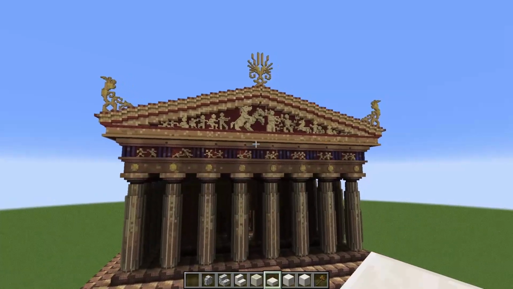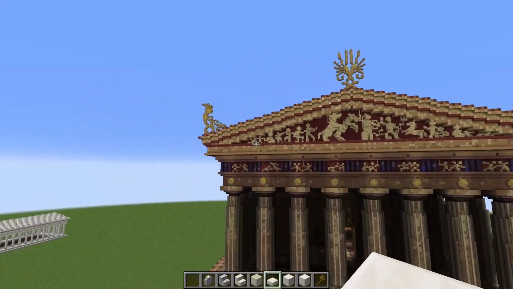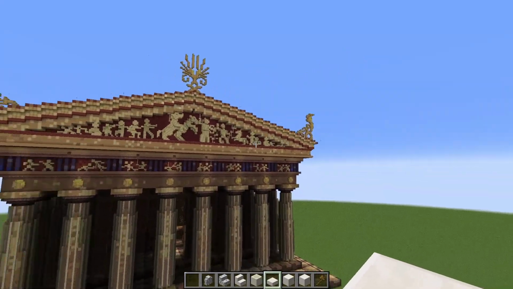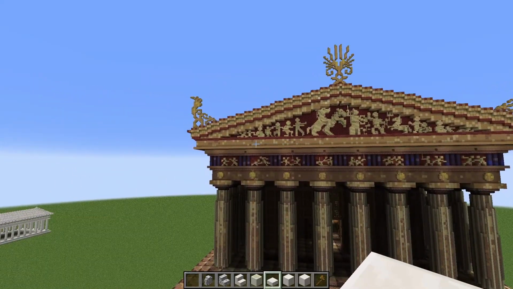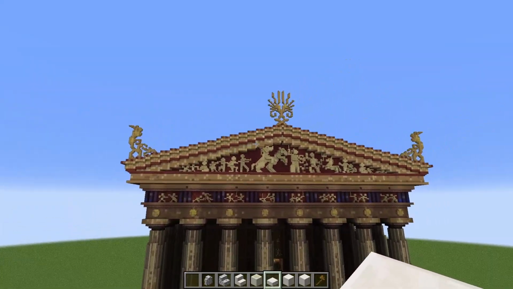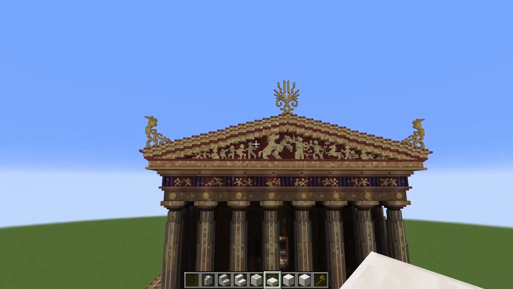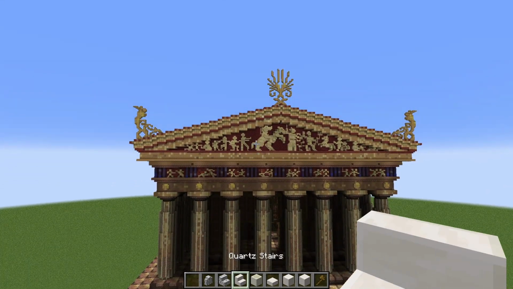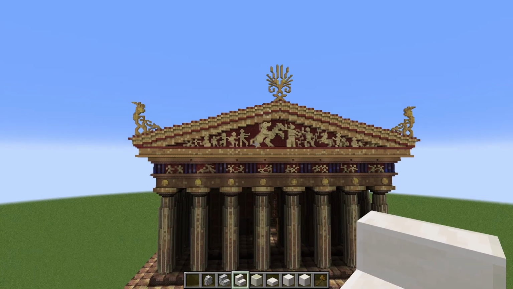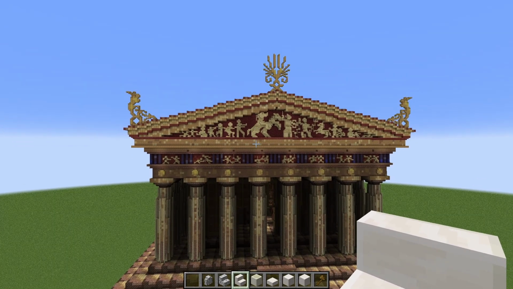Now, I think it's important to mention the angles of this triangle that forms the pediment here. Now, this is not a very steep roof. It tended to range from a 12.5 degree angle to a 16 degree angle. So if you're trying to build your roof out of stairs, which have a 45 degree angle, shame on you.